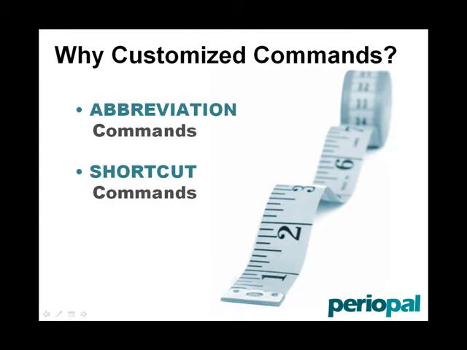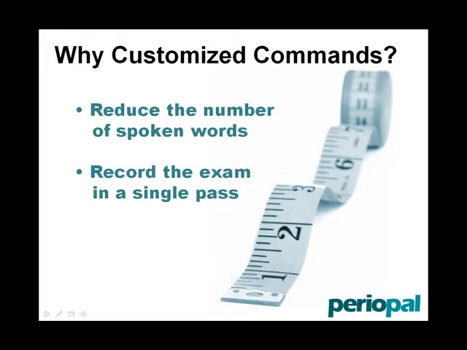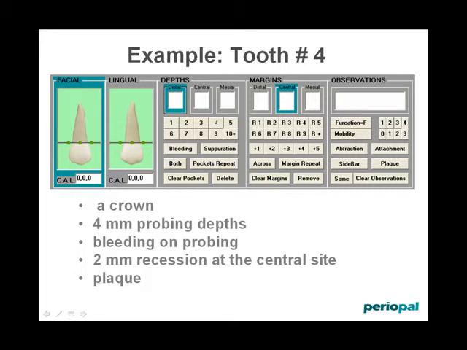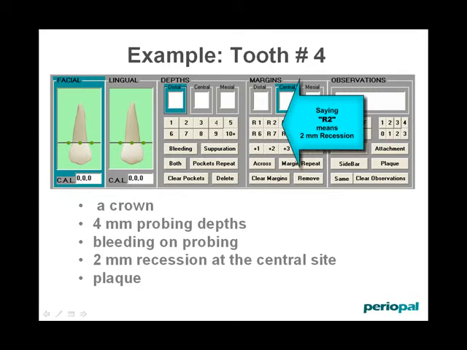The design of PerioPal was motivated by the fact that there are no documented or standard periodontal abbreviations to accurately and efficiently report periodontal conditions from the oral cavity to the recording log. PerioPal's customized commands shorten the entry time of data, increase the accuracy of the exam, and decrease the tedious task of periodontal charting. PerioPal's abbreviation commands combine a numeric measurement with an abbreviated periodontal condition. Saying R2 means 2 millimeters of recession.